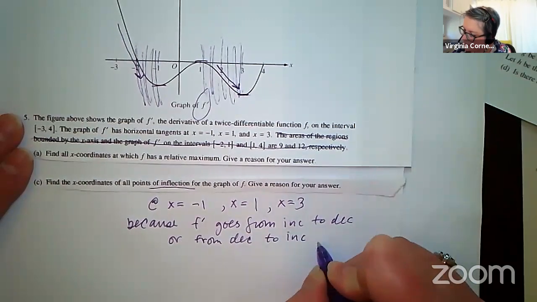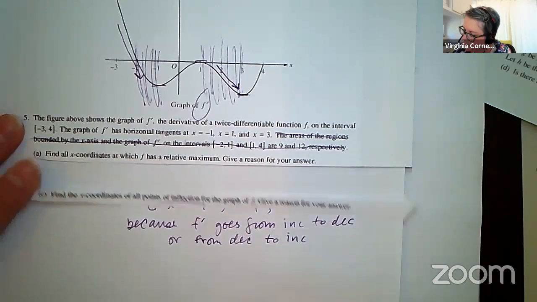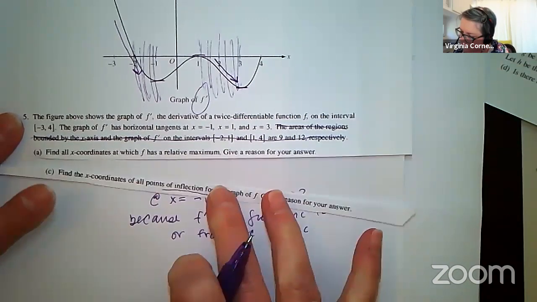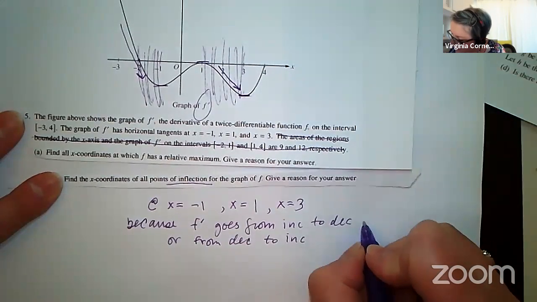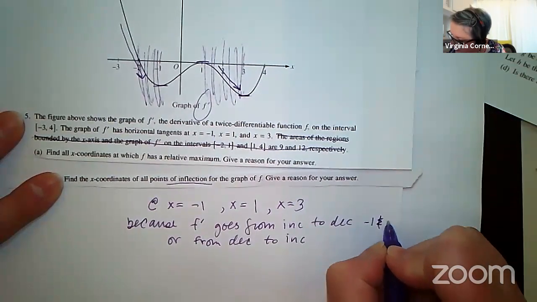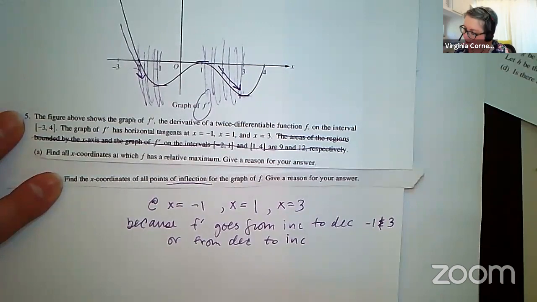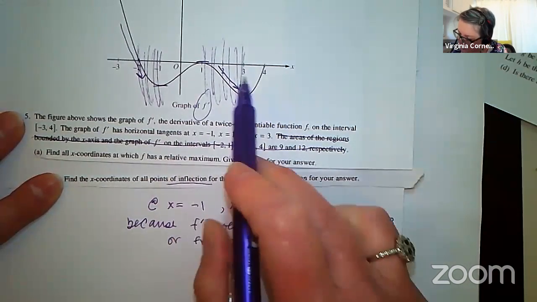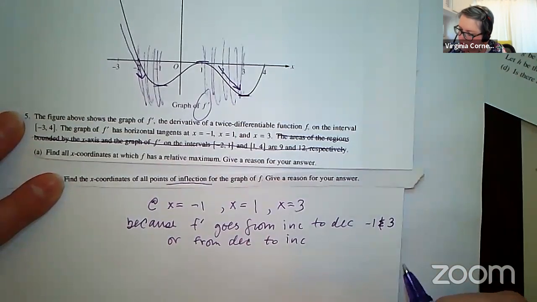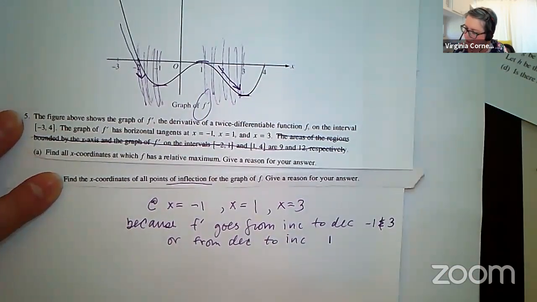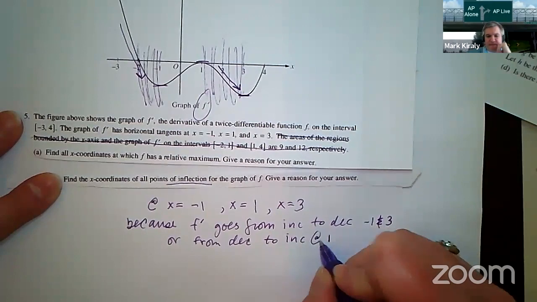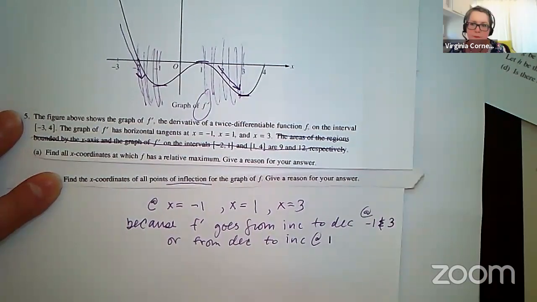To be a little bit clearer, I might say decreasing to increasing is happening at -1 and 3. I'm going to use that and sign again like you did. And then the other one, going from increasing to decreasing, is happening at 1. Something like that.